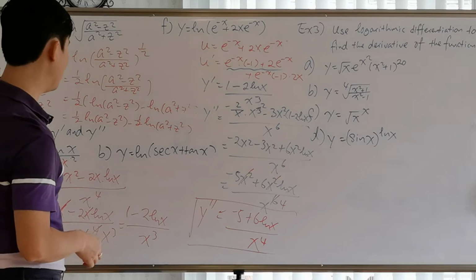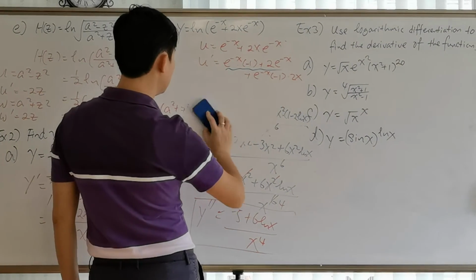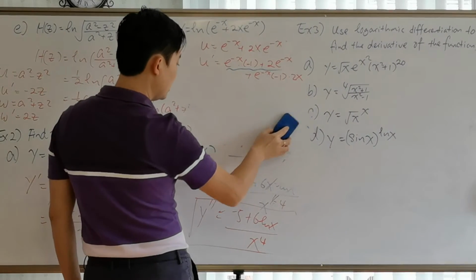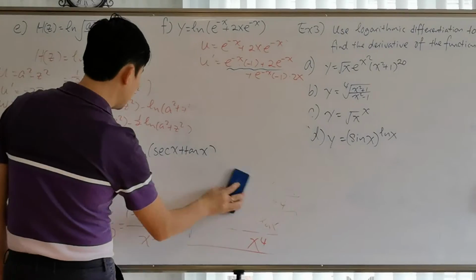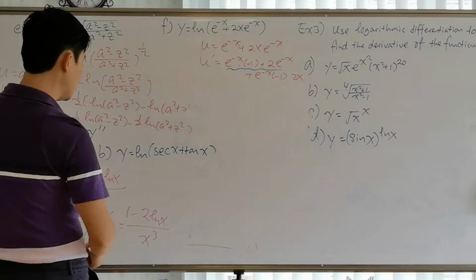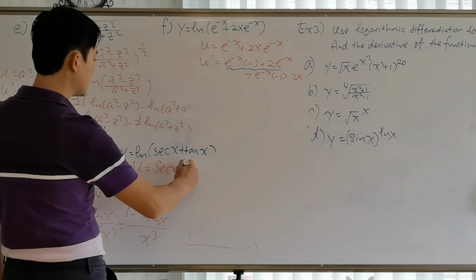Okay, so now what about part B? Part B is quite similar, using that u substitution, because in the inner function we do have the trig expression secant x plus tangent x. So for this one, let's say u equals secant x plus tangent x.